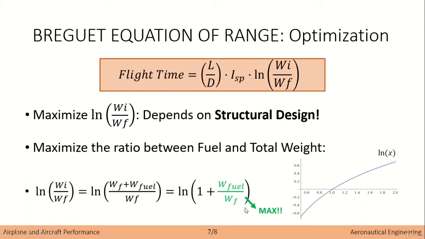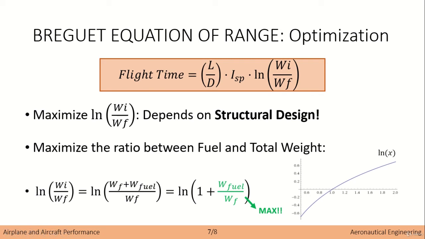So in the end, what we have to optimize is the weight of fuel divided by the final weight, which in other terms means optimizing the amount of fuel with respect to the total mass of the aircraft. Another way of seeing this is that we need to decrease as much as possible the final weight in order for the fuel to be an important factor with respect to the final weight. This is why this will depend on the structural design. We need a structural design which is as light as possible.